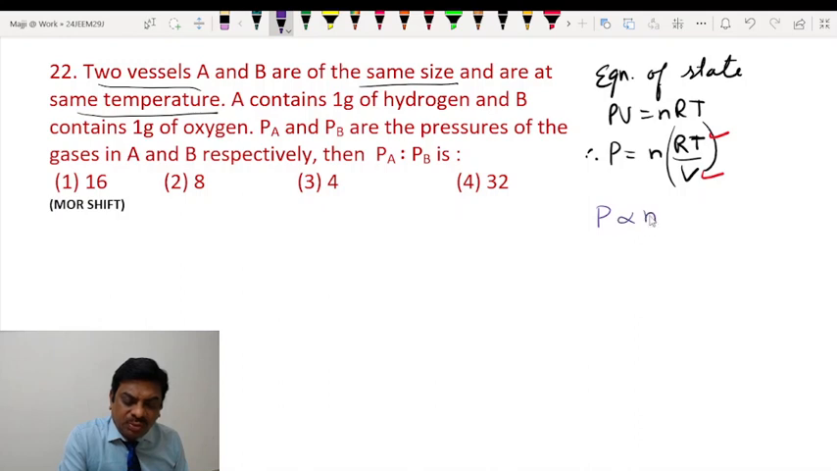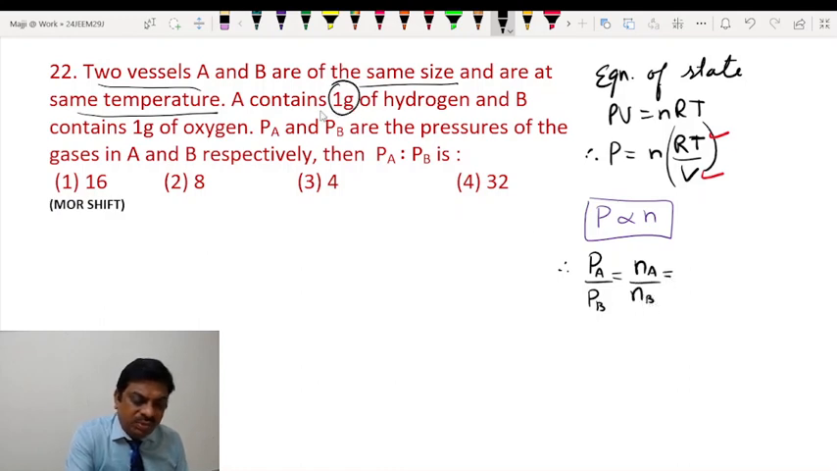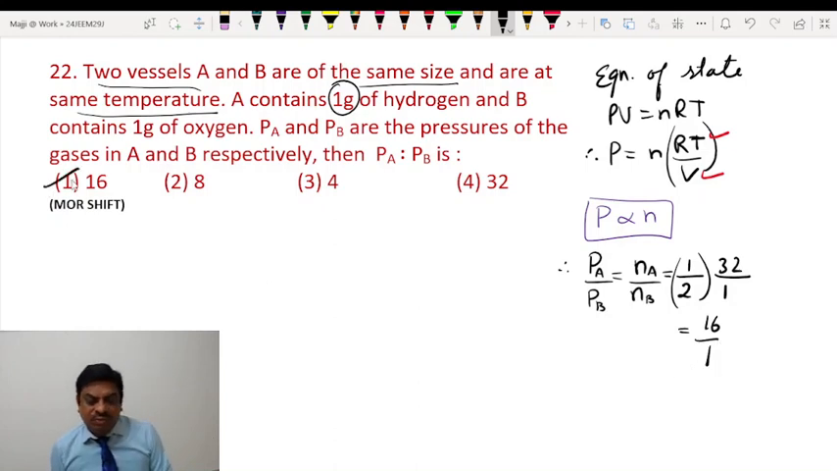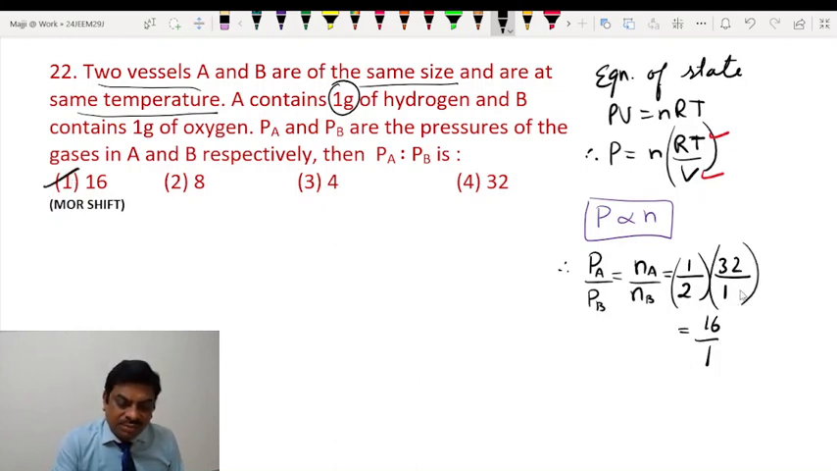So we have pressure is proportional to number of moles. That's all. So therefore pressure of A to pressure of B will be equal to number of moles of A to number of moles of B. So here number of moles will be what? Mass by molar mass. So for hydrogen it will be 1 by 2, whereas for oxygen it will be 1 by 32. So finally we have 16:1. So we'll go with the first option.